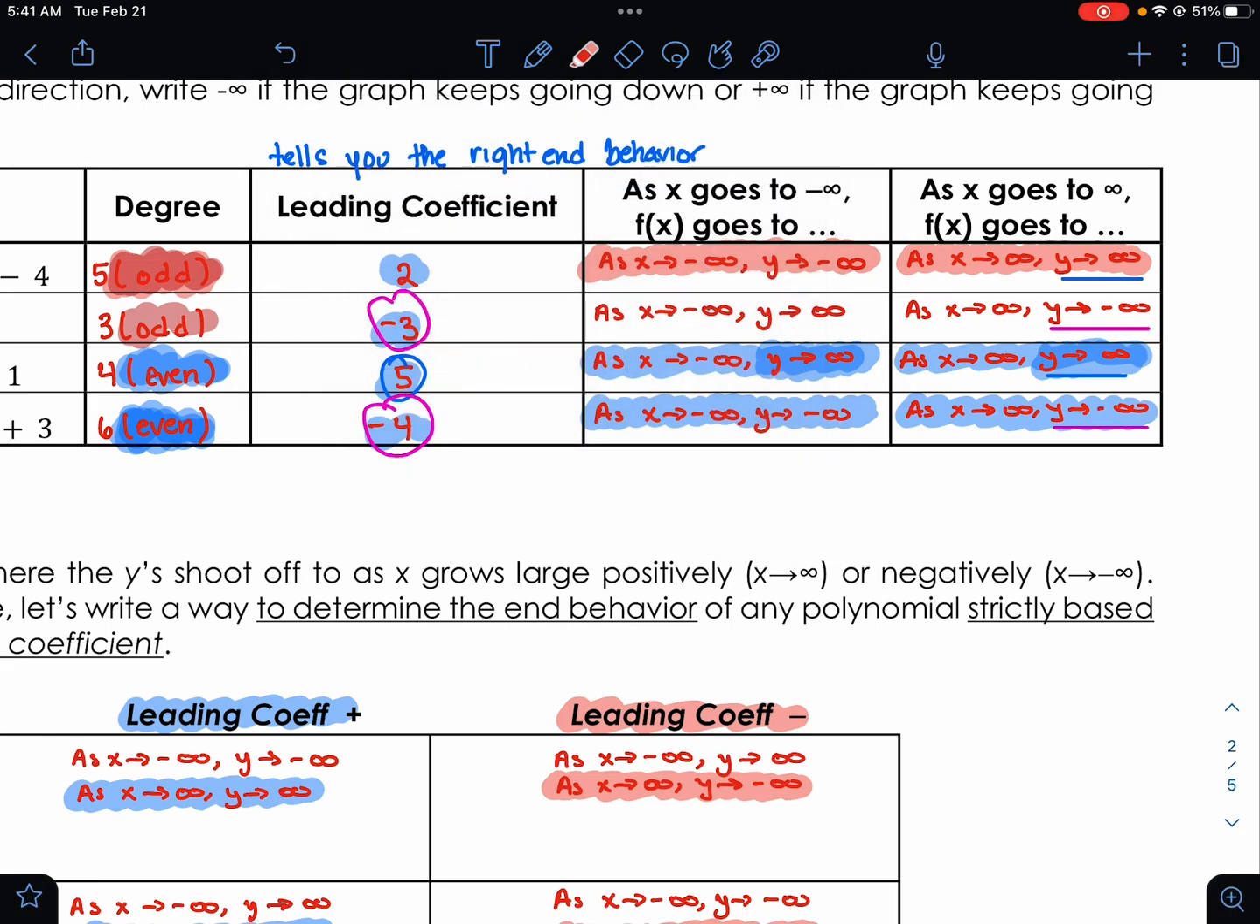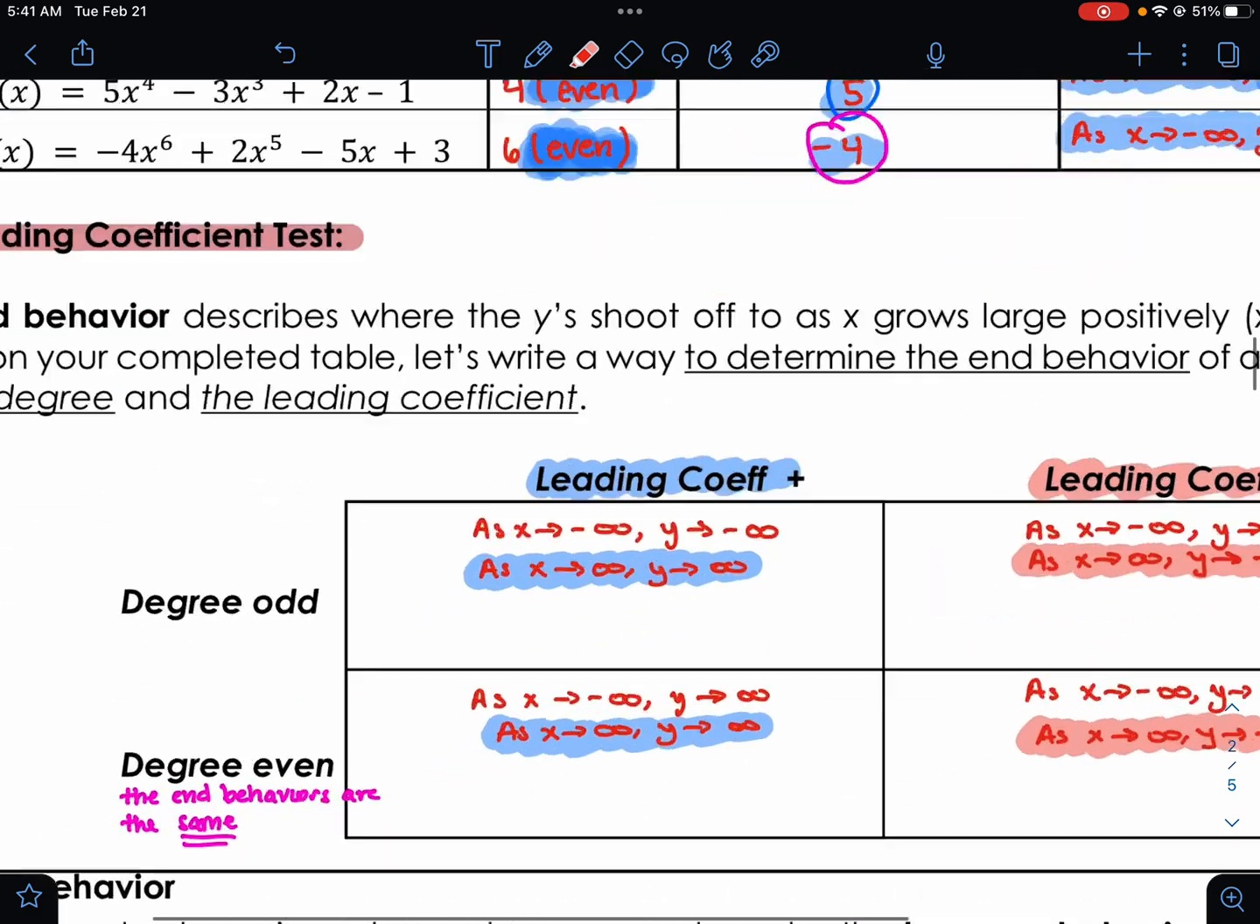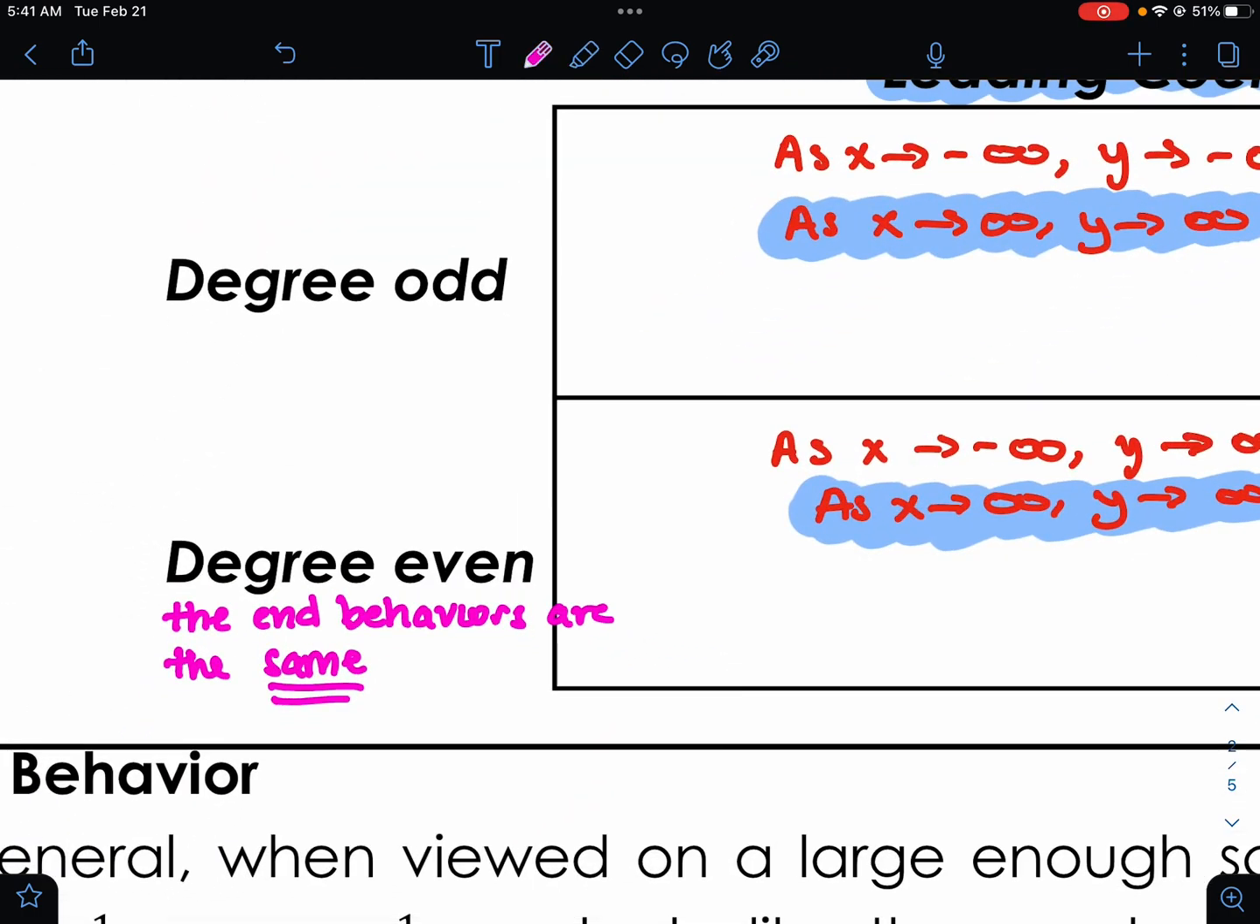And then same thing here, we have an odd degree function. We had a negative leading coefficient, so that tells us as x approaches positive infinity, y approaches negative infinity, because the leading coefficient tells us our right end behavior. And since this is an odd degree function, the left end behavior will be different. And so the way that I always remembered it is like if something is odd, that means it's different. So a degree that's odd means that the end behaviors are different.